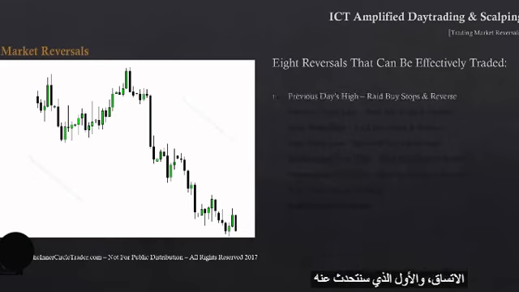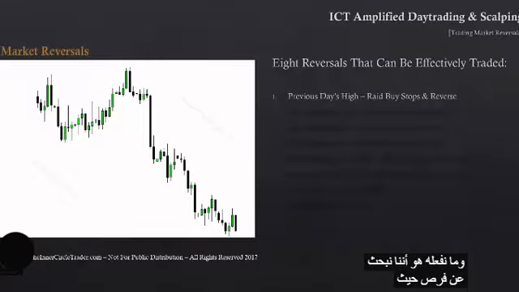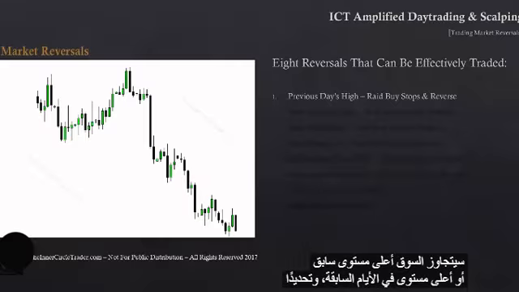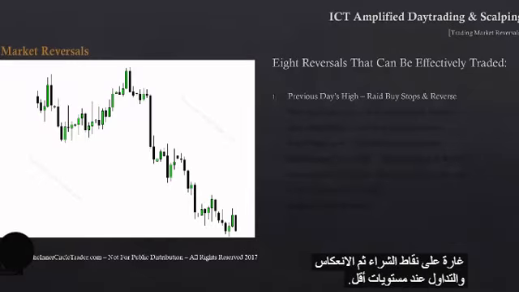And the first one we're going to talk about is trading previous day's highs. What we're doing is we're looking for opportunities where the market will blow out the previous high, or previous day's high specifically, raid the buy stops, and then reverse and trade lower.